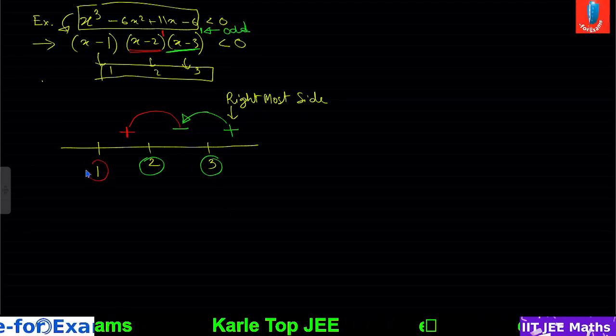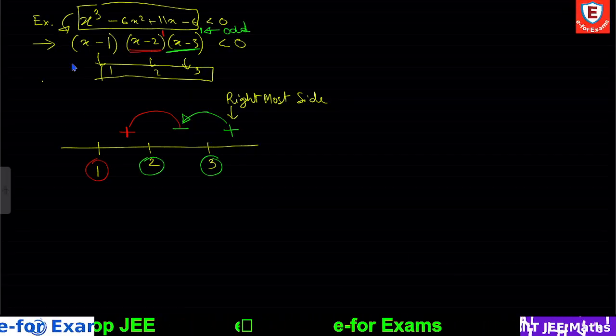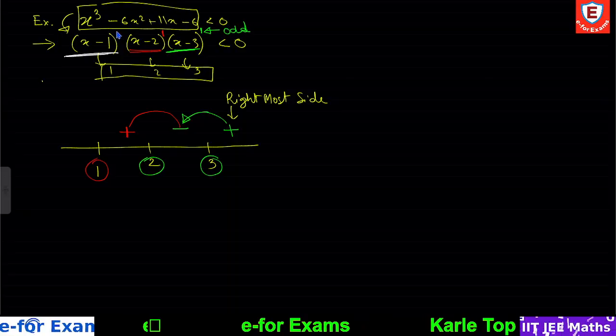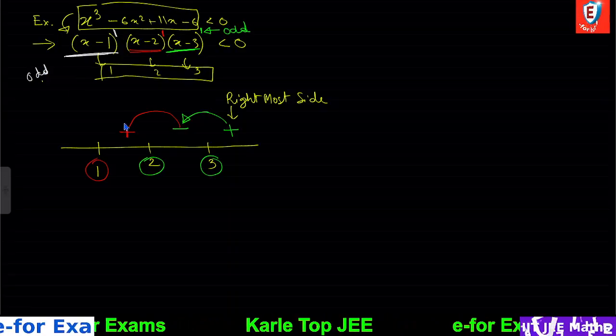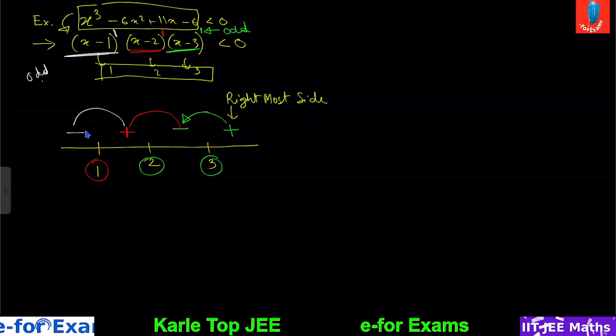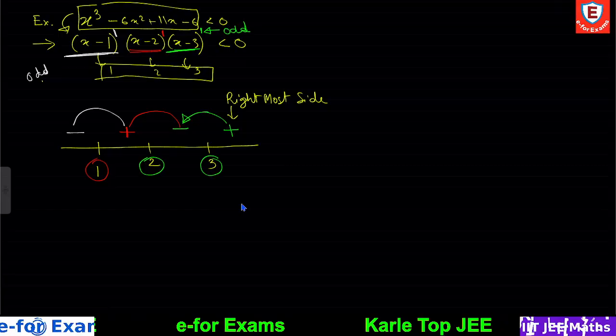Again you have to travel through 1. Here 1. 1 comes from here, right? What is the power here? 1. 1 is odd power. So it will again change to minus. Sign is changing in this way. Got it?